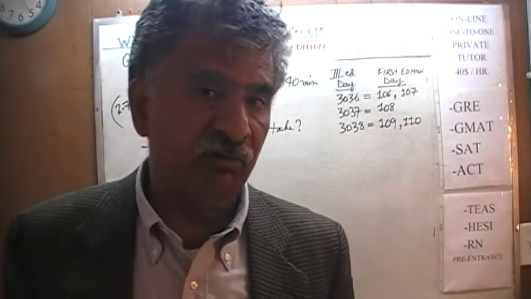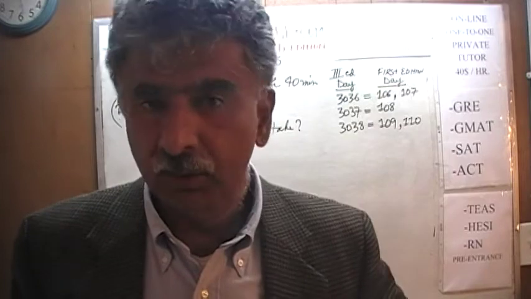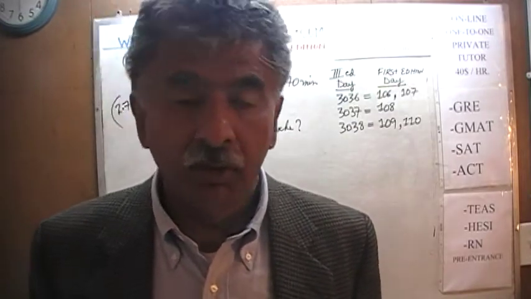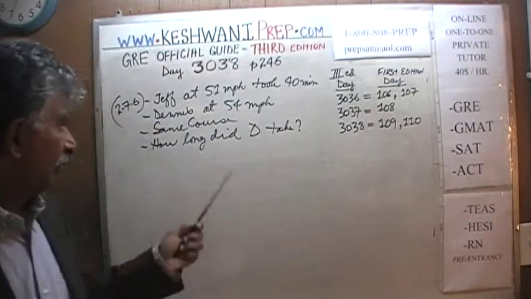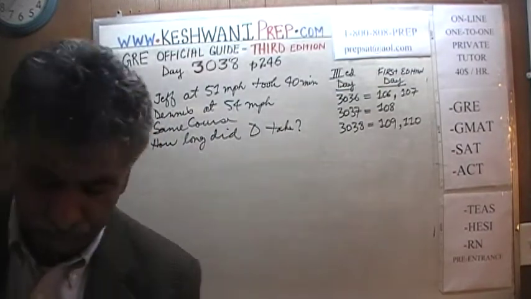Well, if it took him 40 minutes to finish the course and we know how fast he was going, we can easily figure out the length of the course. And once we have the length of the course, we can figure out how long the other guy will take because we know his speed. So let's take care of Jeff first.